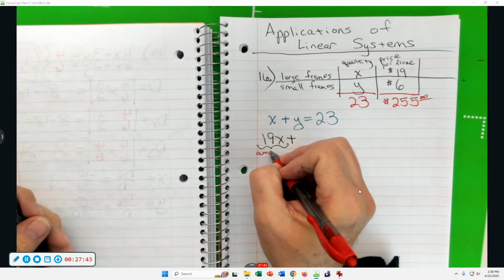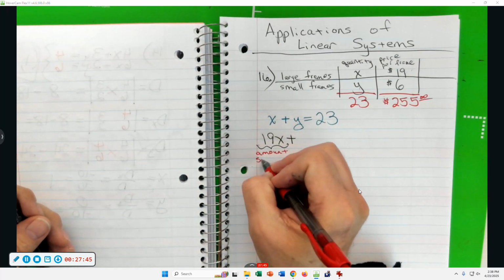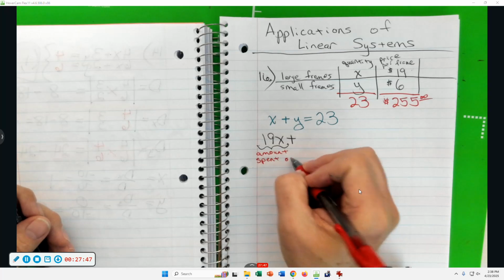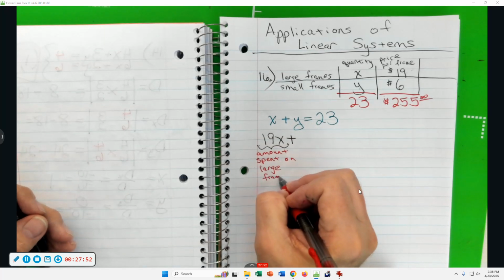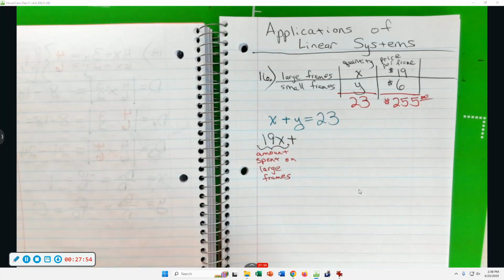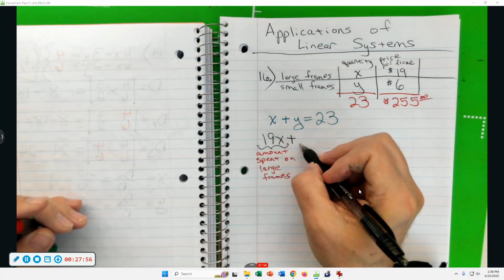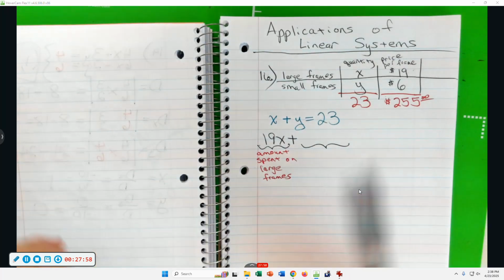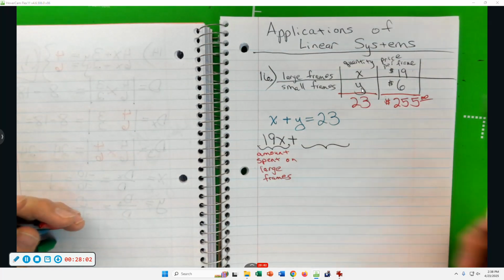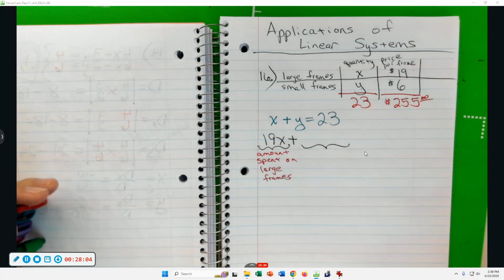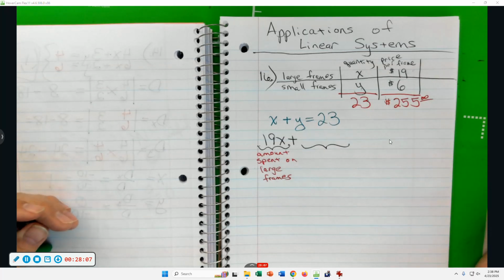Amount spent on the large frames. If you understand that, then you can tell me how much money she's going to spend on the small frames. Each small frame costs $6. She bought Y small frames. So total, how much did she spend on those small frames?